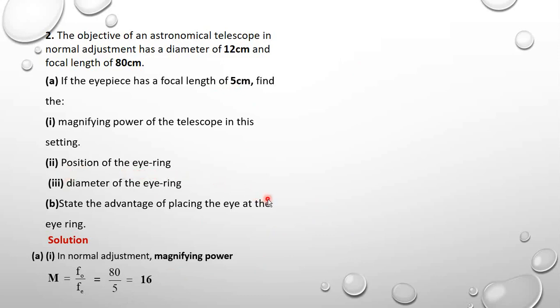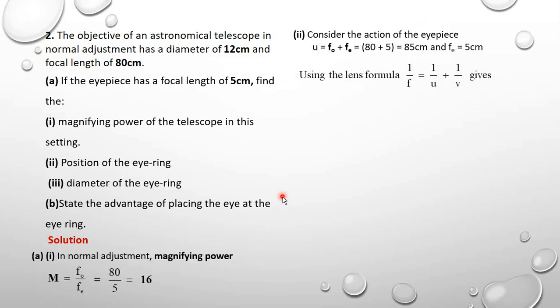Then the position of the eye ring. We know the formula. We want to get V. That is when we consider the action of the eyepiece. So the U is going to be, remember that when you consider the action of the eyepiece, the U becomes the F naught plus the Fe, and then the F becomes the Fe, and so we can get the V. We shall get the V using the formula 1 over F is equal to 1 over U plus 1 over V, and V is going to be 5.3125. That will be the position of the eye ring.